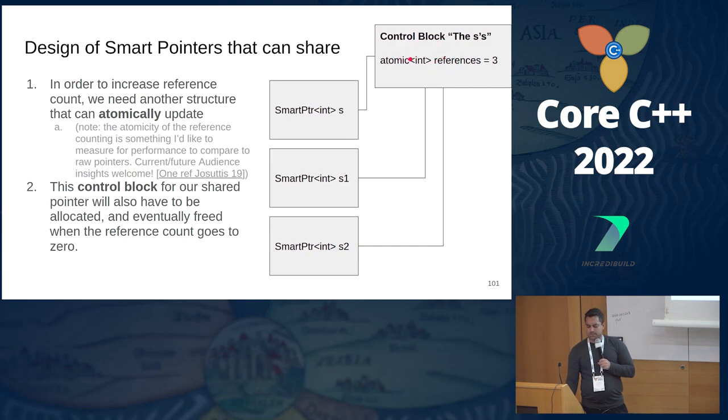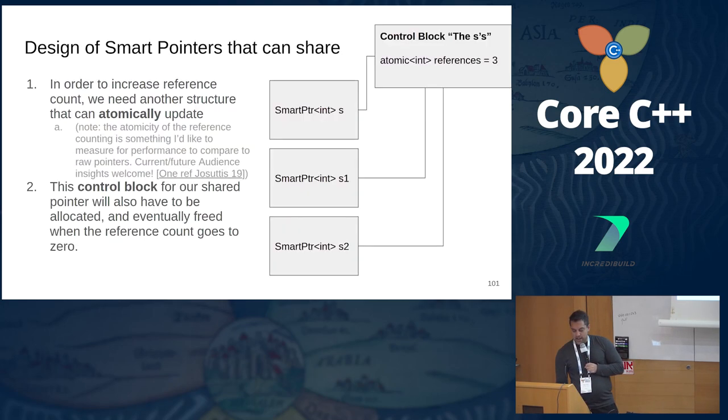Because if we're just managing that reference count in the individual pointers, trying to keep them all balanced, especially in a concurrent application, that's difficult. So we have this other atomic counter that will update every time we point to the same chunk of memory for our smart pointer. All right, so that's the idea here. And eventually, when this reference count gets to zero, then we can delete everything. Okay, so that's the general design here.